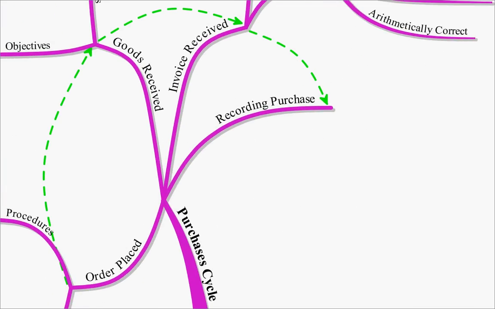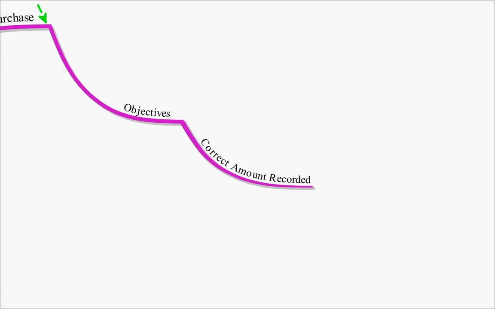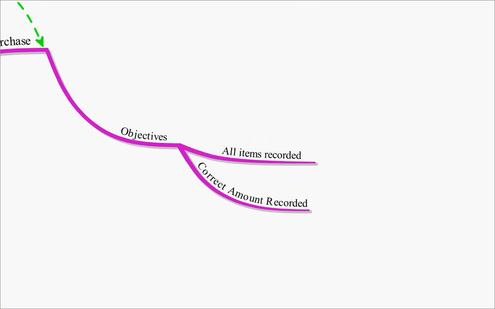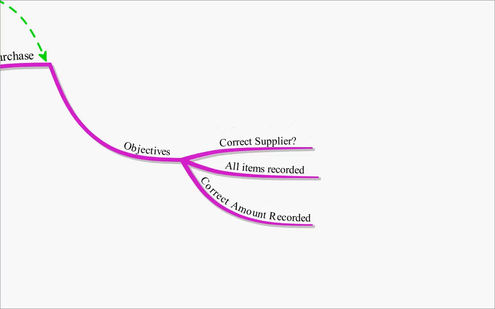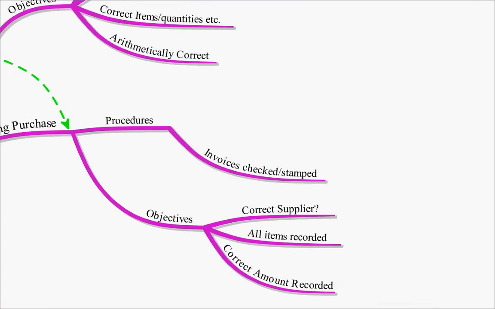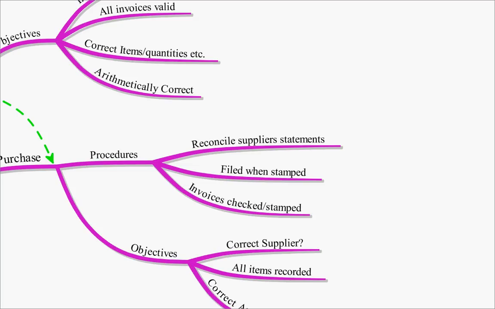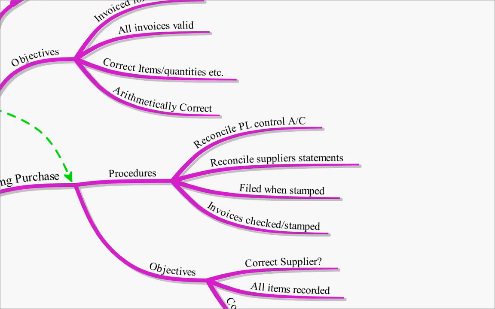That brings us on then to recording the purchase. Our objectives here, we want to make sure that the correct amount is recorded. We want to make sure that everything is recorded. We want to make sure that they're allocated to the correct supplier. And to do this, we're going to check all the invoices and stamp them when paid. When it's stamped, it then gets filed. We want to reconcile the supplier statements regularly to make sure that they think we owe them the same that we do. And we want to reconcile the purchase ledger control account, which will get us comfort over the balances in there.